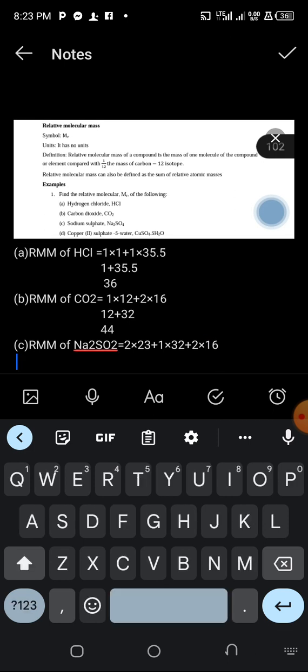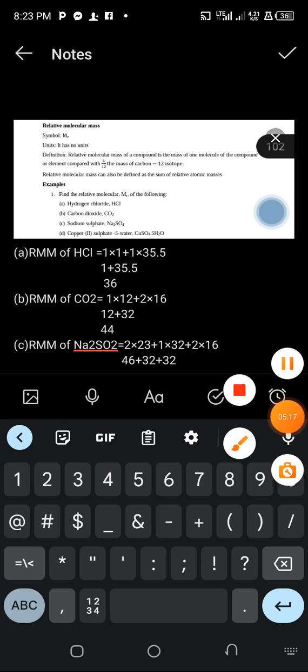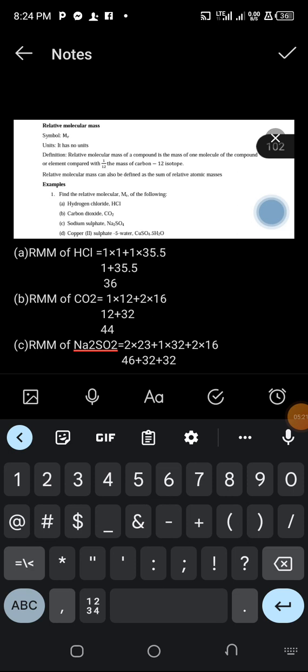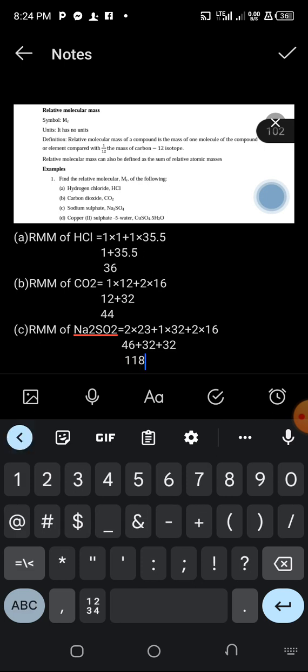Then we do this. 2 by 23, what is the product? 2 by 23, that is 46, plus 1 by 32, it's 32. Then 2 by 16, it is 32. Now we punch 46 plus 32 plus 32. What is the answer that we are getting? We are getting 118. So here, the answer is 118. That is the relative molecular mass.